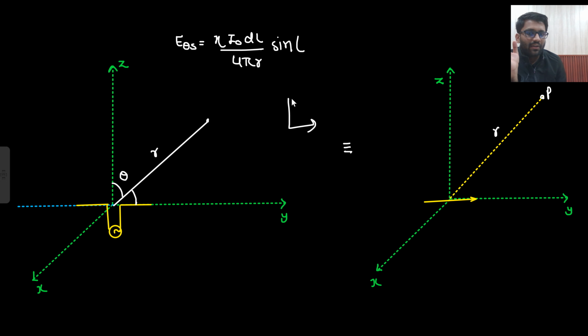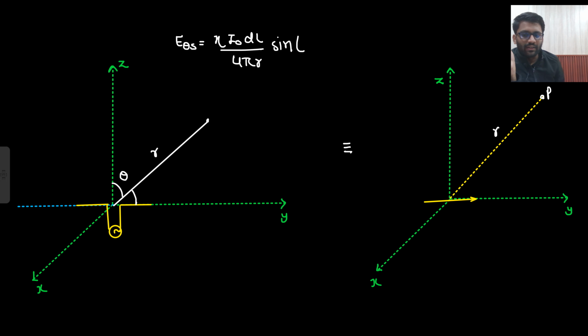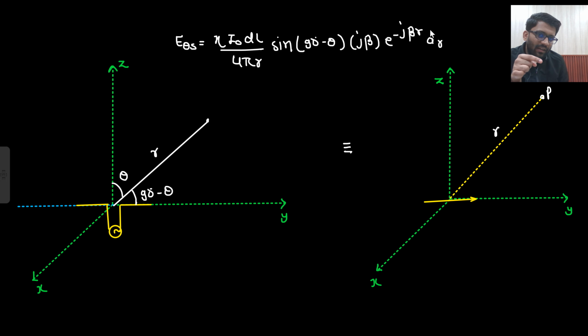When we study our spherical coordinate system, what do we say? Angle measured from z-axis is known as theta only. But what we need to write down here is the angle between the arms of antenna and AR cap, and that is 90 minus theta. So I will write down 90 minus theta. So I dl sin(90 minus theta) upon 4 pi r into j beta e to the power minus j beta r AR cap. And what is sin(90 minus theta)? That is cos theta.